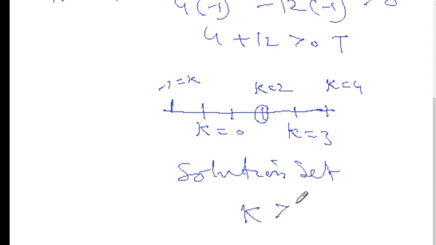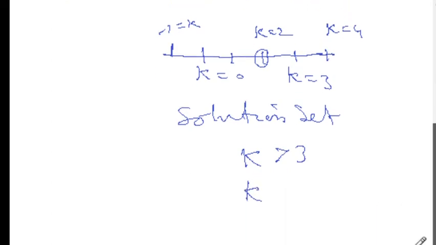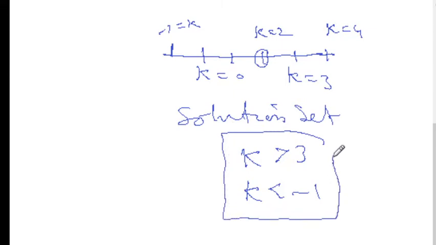K greater than 3, because if you take 3.1 here, even 3.1 will be giving you greater than 0. Check 3.0001, even that will be giving you a greater than 0 result, and k is less than minus 1. So this is the solution set. These k values are giving you greater than 0 results. So these are the set of values for k. That's the end of this question.